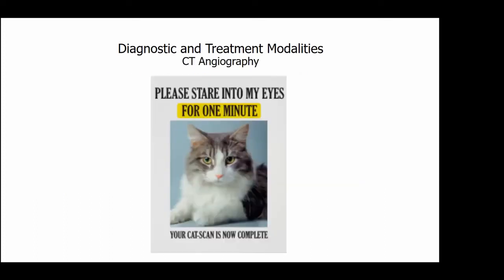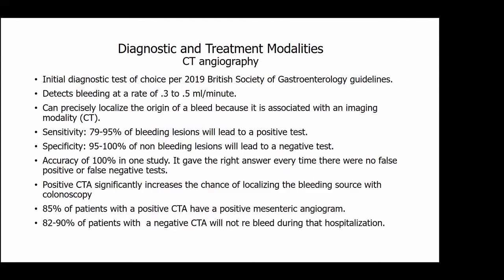So now let's talk about CT angiography. In 2019, the British Society of Gastroenterology declared that CT angiography was the initial diagnostic test of choice. It can detect bleeding at a rate of 0.3 to 0.5 milliliters per minute. It can precisely localize the origin of the bleed because it's associated with an imaging modality, which is CT.